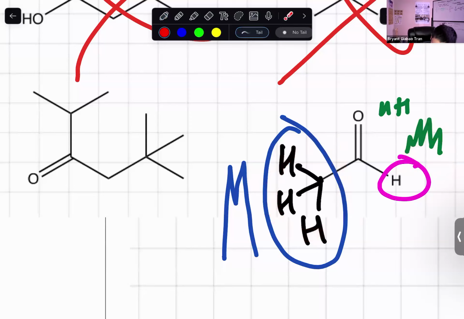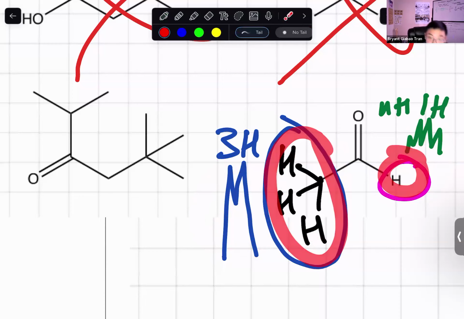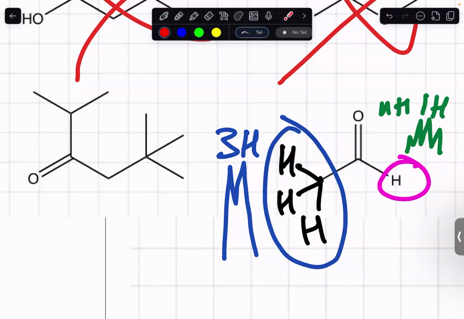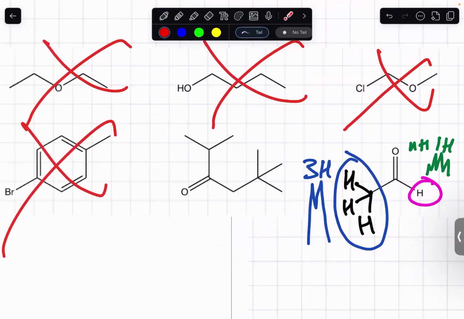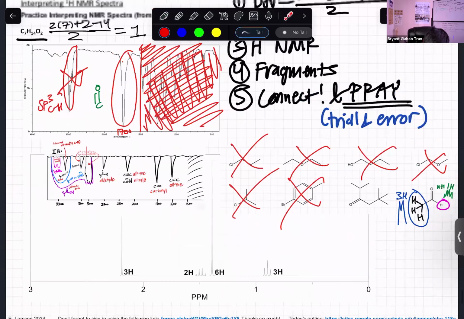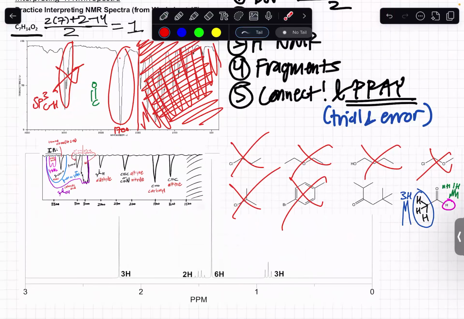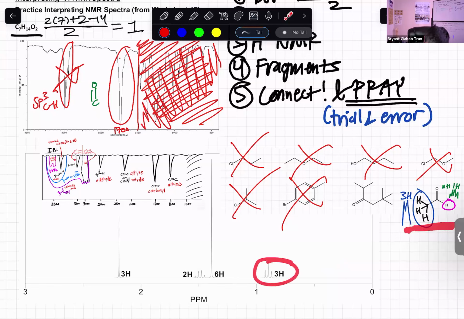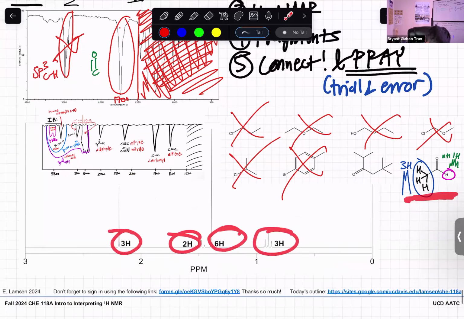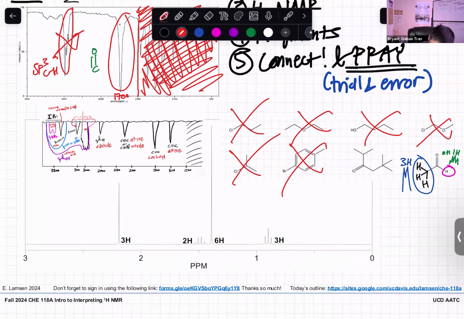But these hydrogens here will be a doublet because it has 1 neighbor, 1 plus 1, 2, like that. But the integration here would be 3 hydrogens. The integration for this one would be 1 hydrogen, because there's 3 hydrogens there and 1 hydrogen here. And then we see that if there's only 2 unique sets of hydrogens here, we see more than 2 here. We see 1, 2, 3, 4, a lot more there. So that's not the answer. So I would go with this one here.